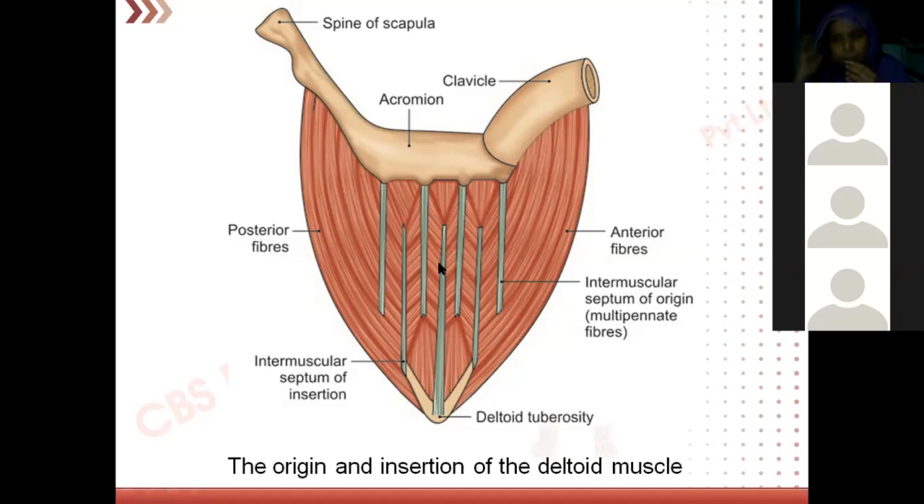That is the importance. Can anybody tell me the nerve supply of deltoid? I have been repeating. Abhinav, Hansraj, Meghana. Nerve supply of deltoid, which nerve? Axillary nerve. Yes, axillary nerve.